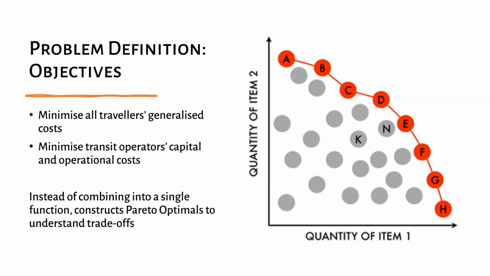But now we need to move on to defining the problem. I'll go through all of this pretty quickly. Problem definition of the objectives. So we're going through a version of the problem that is defined in my paper, but each paper will define it differently depending on their data resources and the planner's priorities. But to me, the key problem with transit network planning is really two things: minimizing all travelers' generalized costs and minimizing transit operators' capital and operational costs. So this obviously includes travel times for all travelers and the money that they pay, as well as all the vehicle and driver costs, etc.